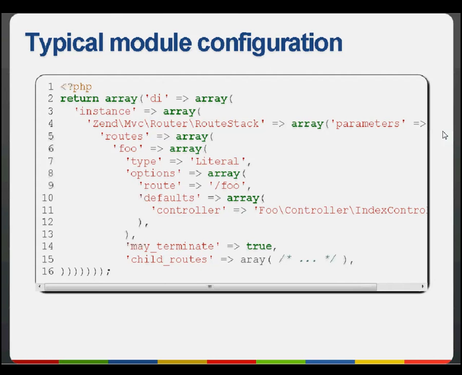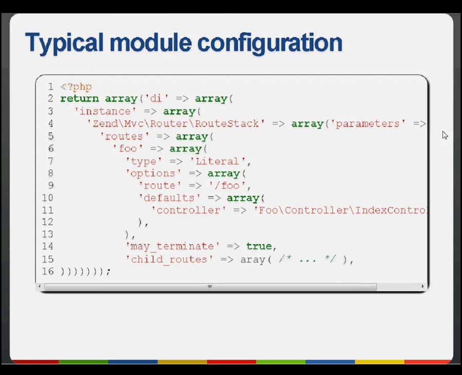So we're defining a foo route here. That's a literal route, and it's going to match on /foo. And when it does, it wants to use the controller, foo controller, index controller. We're telling it that it can have child routes, but it can also be the last. It doesn't have to have child routes in this particular case. So that's lines 14 and 15 in this slide.